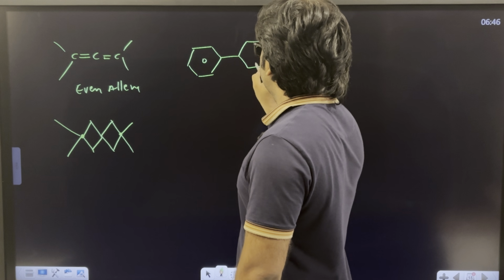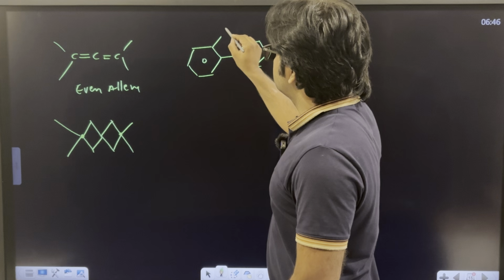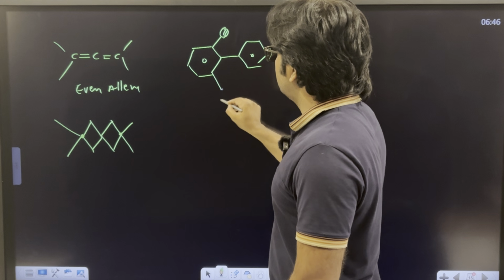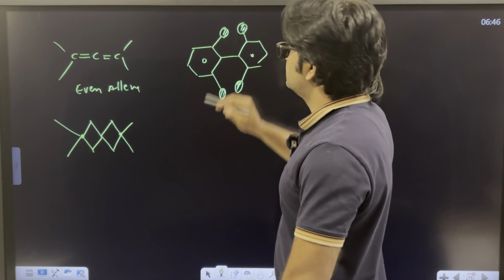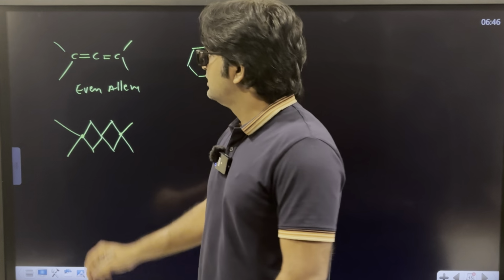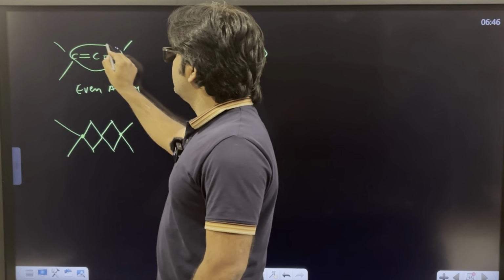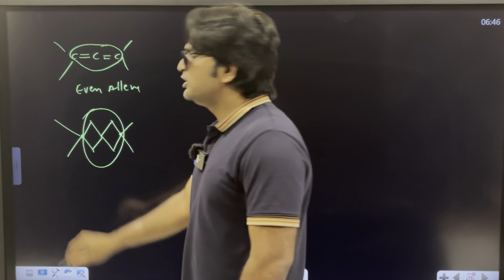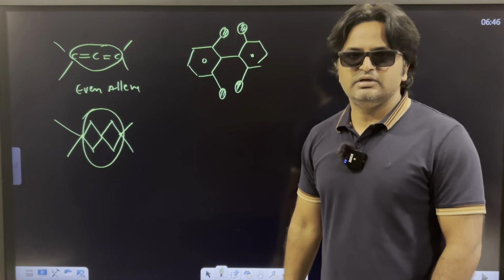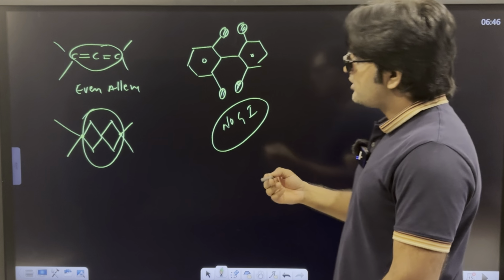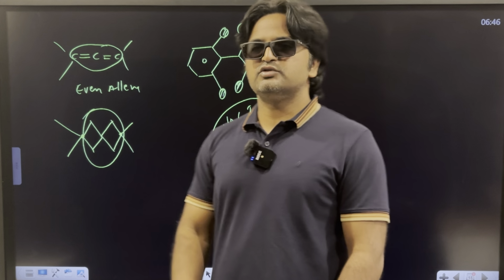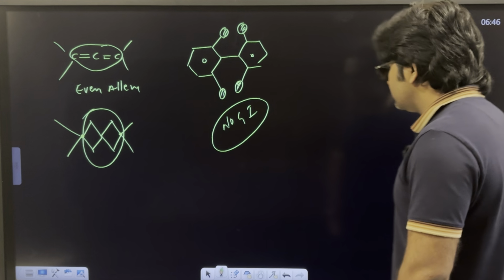These are even biphenyls. Whatever the substitution given on these carbon atoms, irrespective of the substitution, in the even allene molecule, even spiro compound, and even biphenyl, no geometrical isomerism is observed. No geometrical isomerism, right? But in case of odd systems, we observe geometrical isomerism. A few examples I am giving like this.